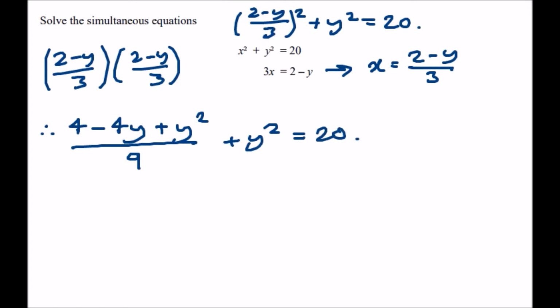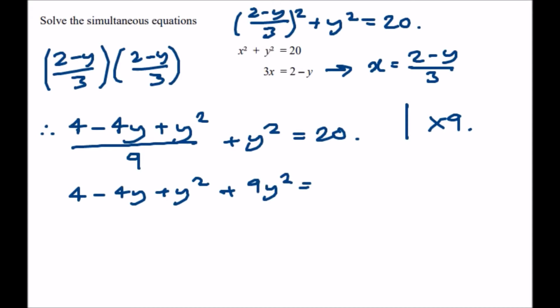Okay, now what do we do from here? First things first, you want to clear the fractions. You want to get rid of the 9. And to do that, we need to multiply all of this side by 9. So let's do that. Times by 9 means this will cancel, so we're left with 4 minus 4y plus y squared. And now we times these guys by 9, so we only get plus 9y squared equals, and 20 times 9 is 180.